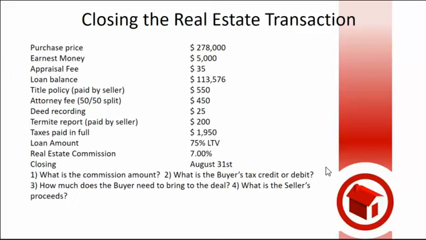Number three, how much does the buyer need to bring to the deal? Okay. So what are they really asking? What they're really asking is, what's the difference between their debits and credits? All right, so let's add up our debits first. These are all the things we have to pay for. Got to pay for the house. Got to pay that $35 title fee. We got to split the attorney. There's our deed recording. And then our share of those taxes that we owe.